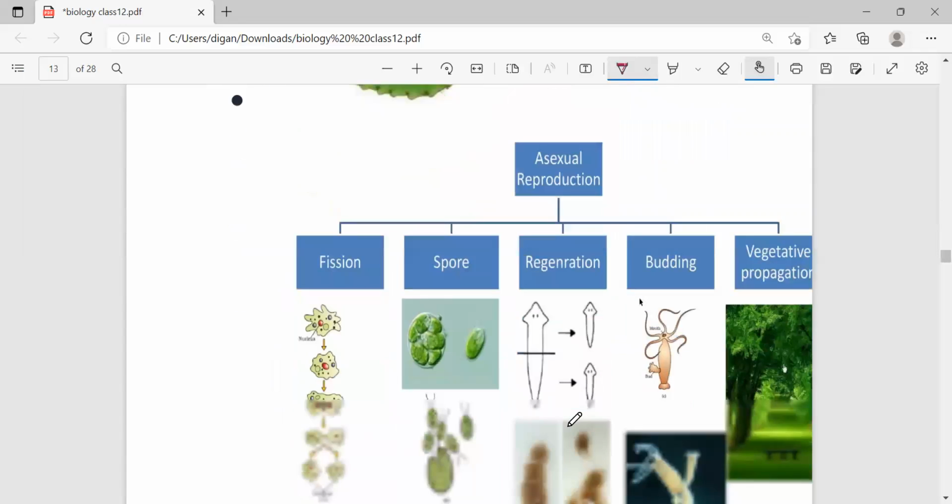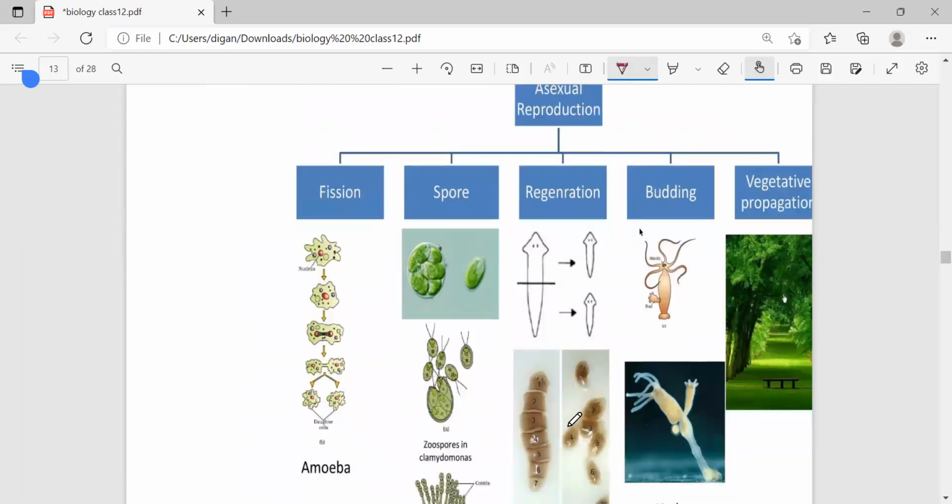So this is the summary of asexual reproduction. What we have taught in this video: asexual reproduction is of 5 types. First one is fission. Fission means the parent body is divided, split into 2 parts, and that's why it is called fission, meaning breakdown. The parent body breaks down and gives rise to 2 daughter cells. That's why it comes under fission.